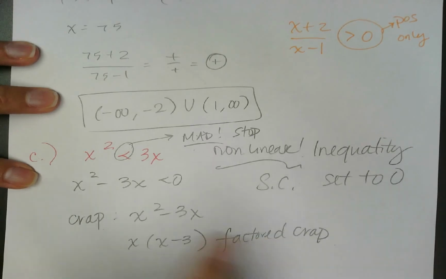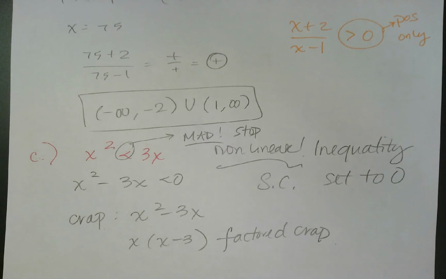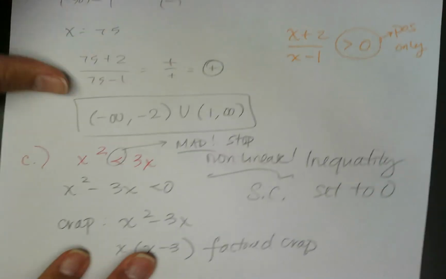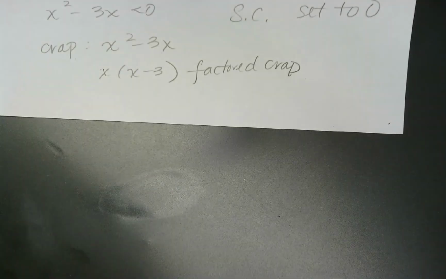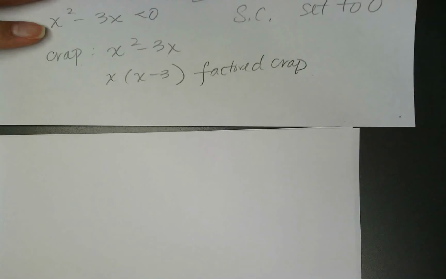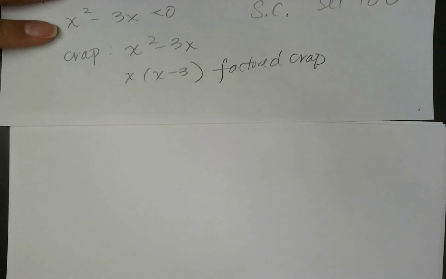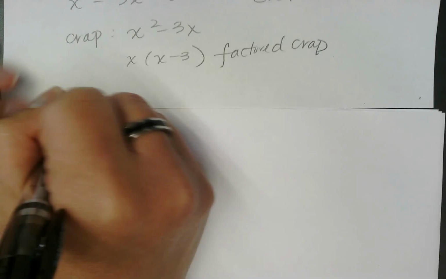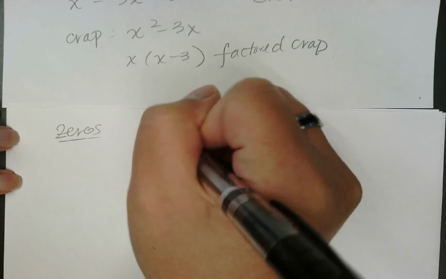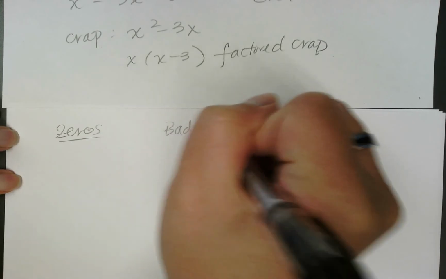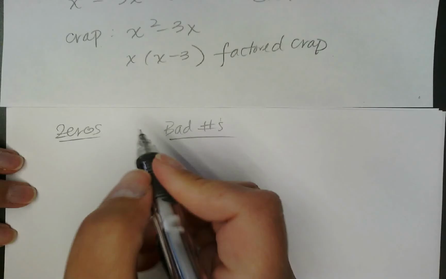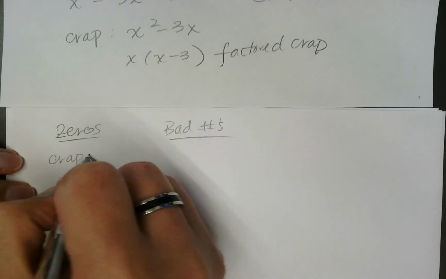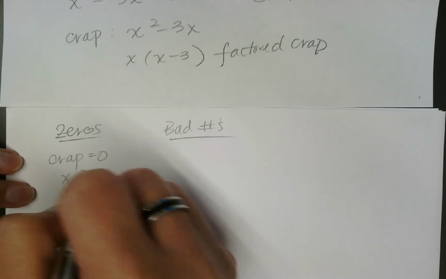Just know that this is the stuff you're going to get all your information from. Okay. Let's keep moving. On our tests and homeworks, we have to label it as crap. Nope, but don't screw it up. That's all. You do have to label your zeros and your bad numbers. You set your crap equal to 0 for your zeros. That's the definition of a 0.